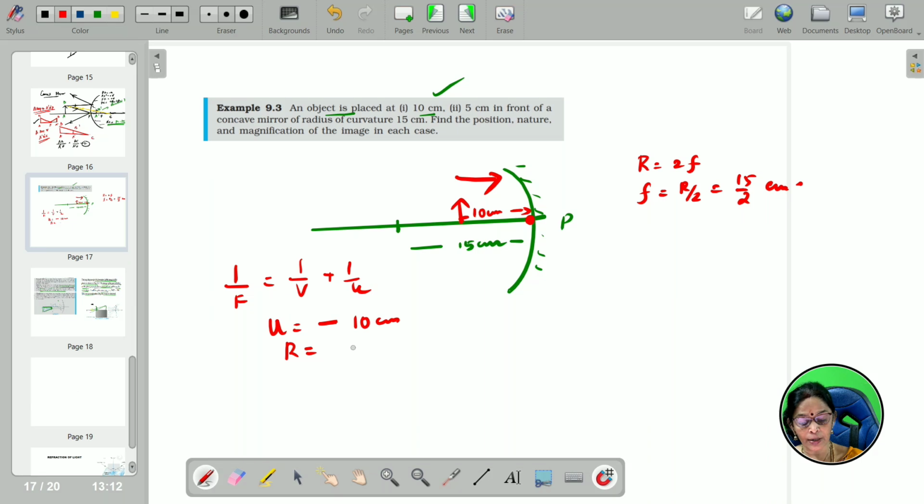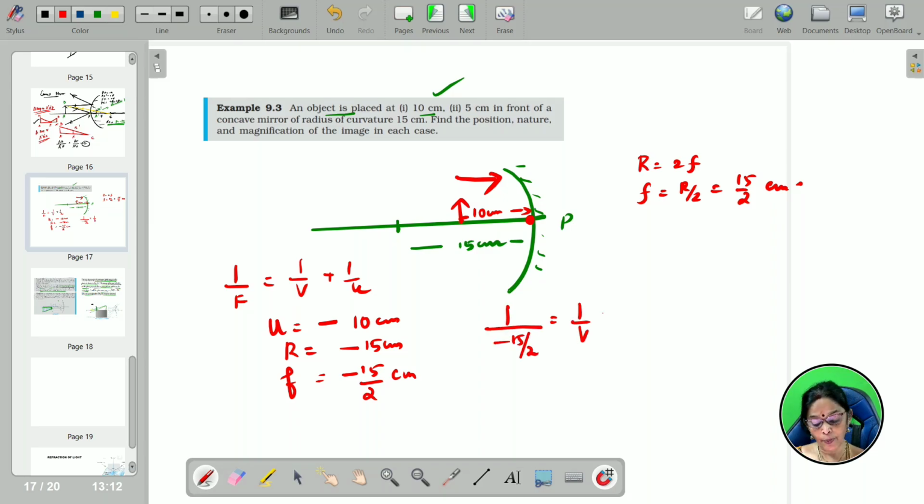R is also negative, so minus 15 centimeter. Therefore f is equal to minus 15 by 2 centimeter. So 1 by minus 15 by 2 is equal to 1 by v plus 1 by u. Here u is minus 10.